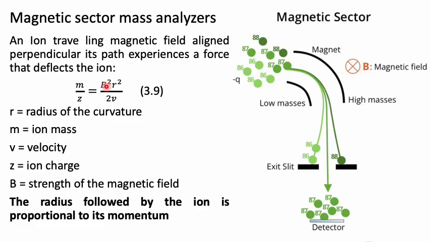B squared is the magnetic field. R squared is the radius of the magnet. So we have our magnet here. This is a 45-degree portion of a circle. Our radius is somewhere over here for our travel. So we have the radius of the curvature as R, and then we have 2 over the velocity. And again, because we have velocity in this equation, that's why it's so important to have a uniform momentum coming into here. Because even for the same mass and the same charge, if the velocity is different, then it will affect the radius of their deflection.